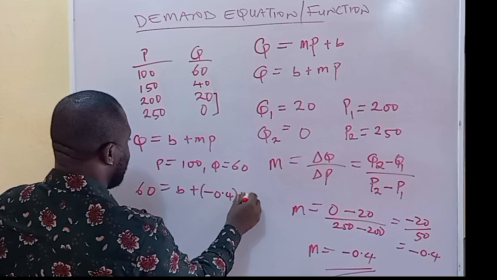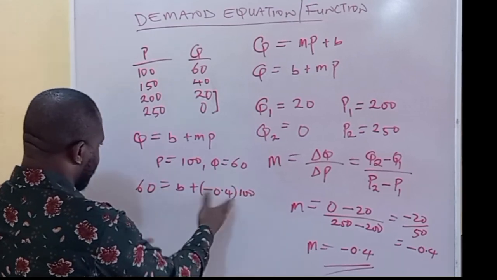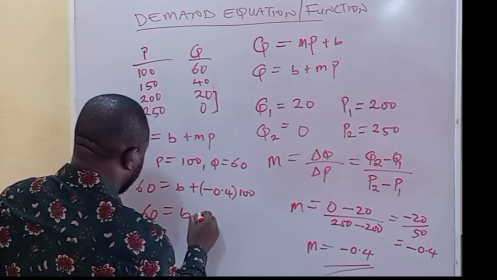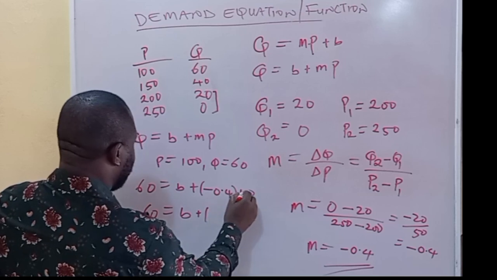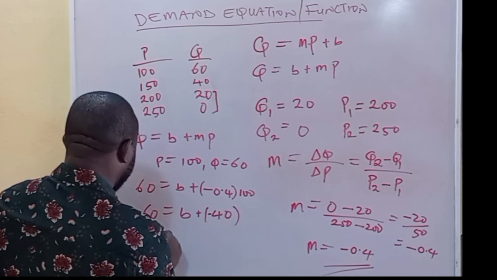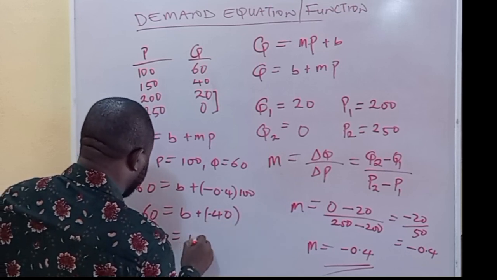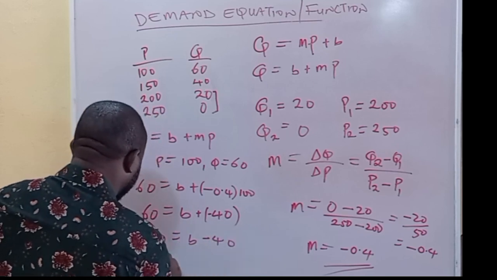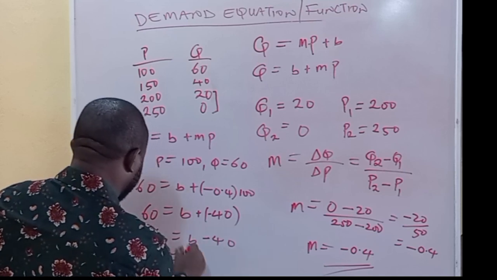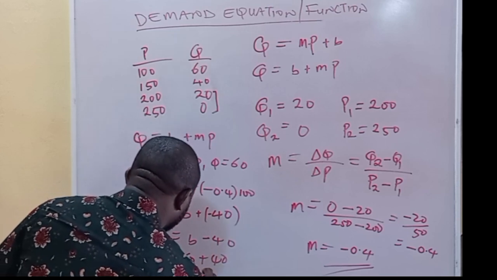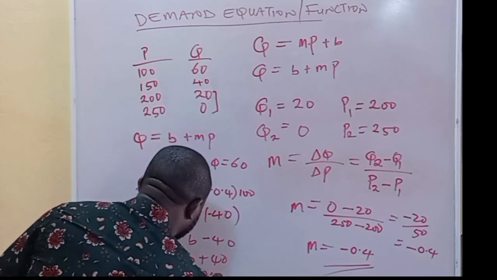Our price is 100. By opening the brackets, we have that 60 equals B plus minus 0.4 multiplied by 100, which gives us minus 40. So 60 equals B minus 40. Hence, B equals 60 plus 40. So the coefficient of our B is 100.